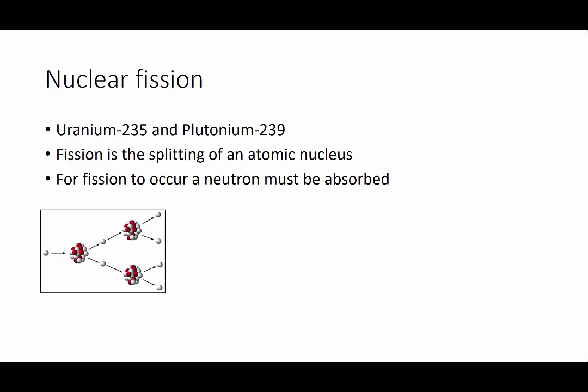Okay, you need to know about fission and fusion. Fission is the splitting of a large nucleus, such as uranium-235 or plutonium-239, to form smaller nuclei. The process starts with a neutron being absorbed by the uranium or plutonium. This causes the uranium or plutonium to fission, releasing further neutrons, daughter nuclei, and a load of energy. Those extra neutrons that are created can go on to hit other uranium nuclei, which causes a chain reaction.